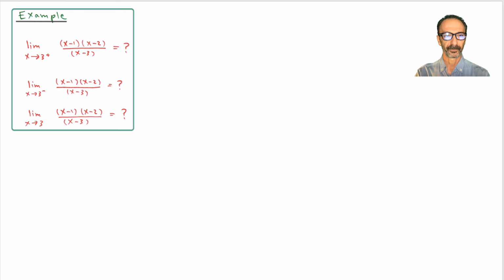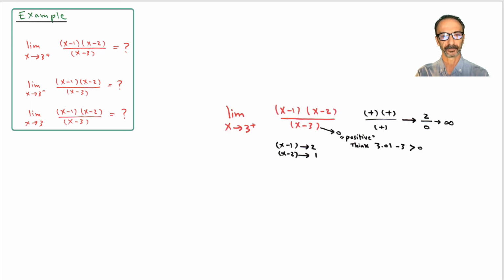Another example. Also nothing cancels, which is good to know. This will cause a vertical asymptote at 3. This will cause a 0 for the function, which means the graph is going to cross the x-axis, or pass through the x-axis, at 1 and also at 2. Okay, this is positive, approaching 3 from the right. This is positive, this is positive, 3 minus 1, 3 minus 2. Approaching 0, but positive. Infinity.